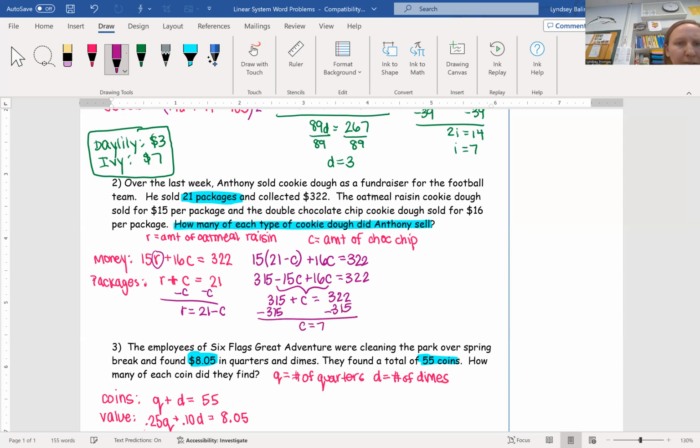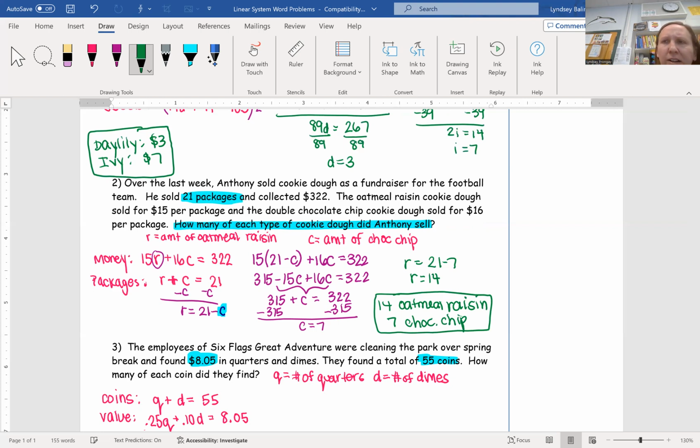And then I can subtract my 315 to move that over. And C is 7. And I'm going to plug that into this right here. So that would be R equals 21 minus 7. And then R is 14. So we have 14 oatmeal raisin. Remember, it's not the cost. We were looking for how many were purchased. So 14 oatmeal raisin were purchased and 7 chocolate chip. And if you use elimination there, like I said, not that that's wrong, I just thought substitution was a little bit easier. Obviously, your work for elimination will look a little bit different, but your answer should be the same.